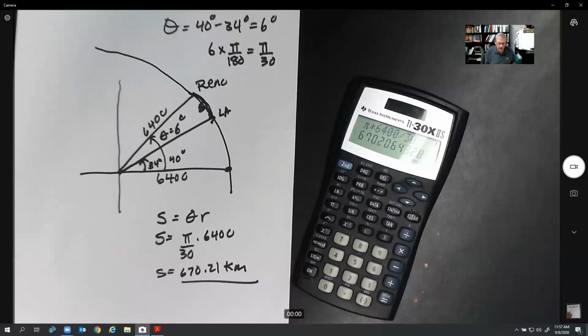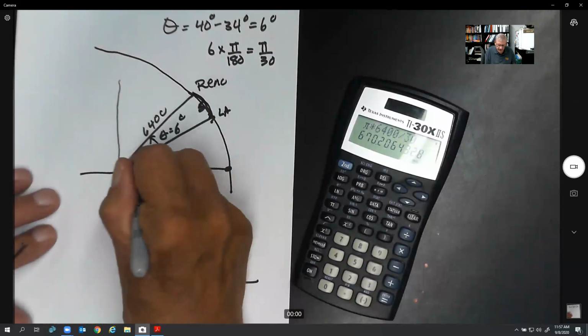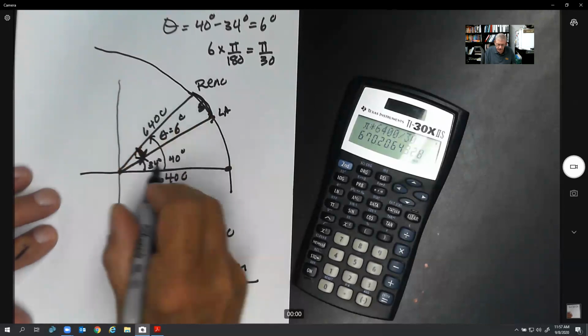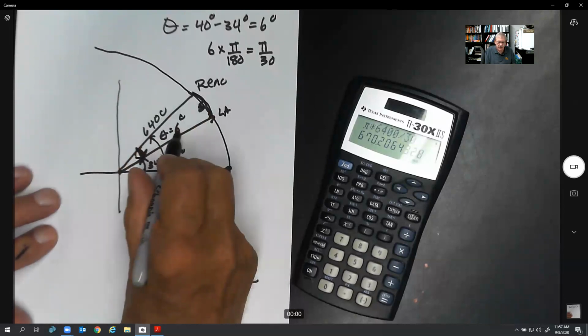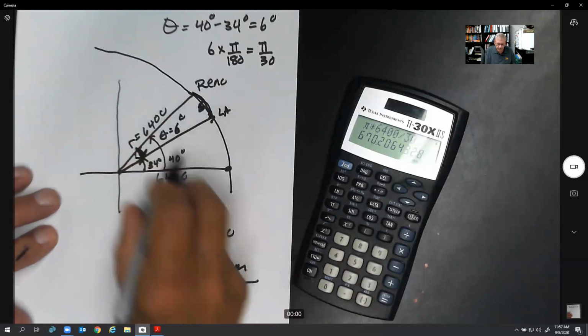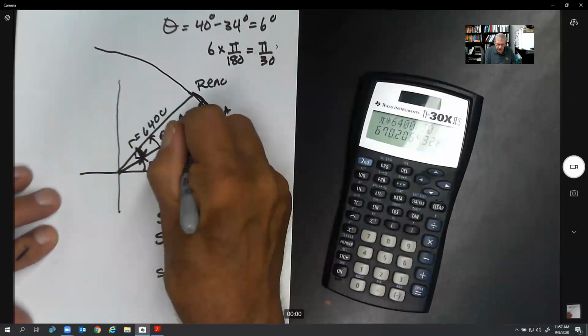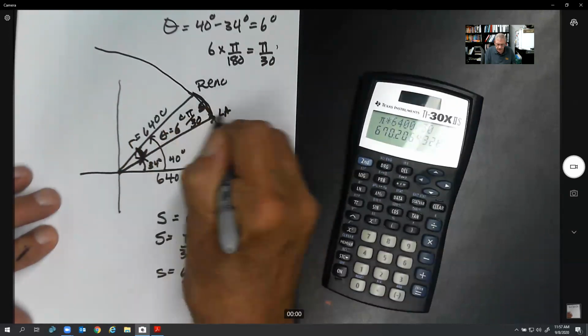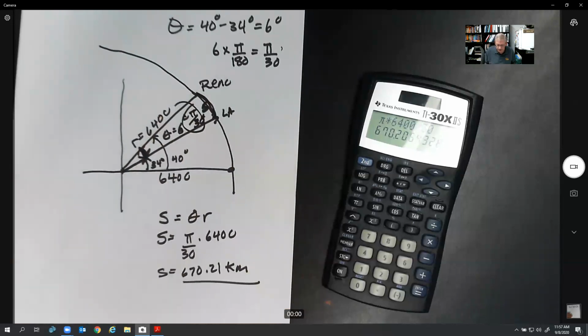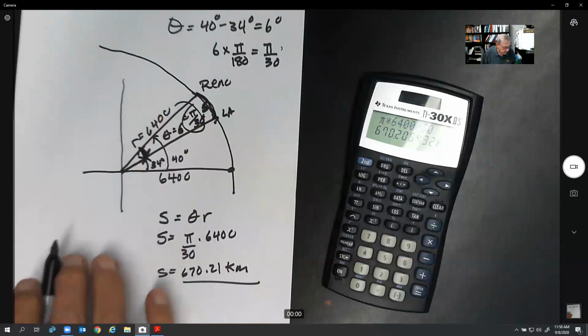So pretty cool. What we wanted to do is find theta, which is right here. We wanted to find that angle inside here, 6 degrees. And then we do the radius. And once we knew that, we changed that to pi over 30. So we got pi over 30 times 6,400. And we're able to find the answer.